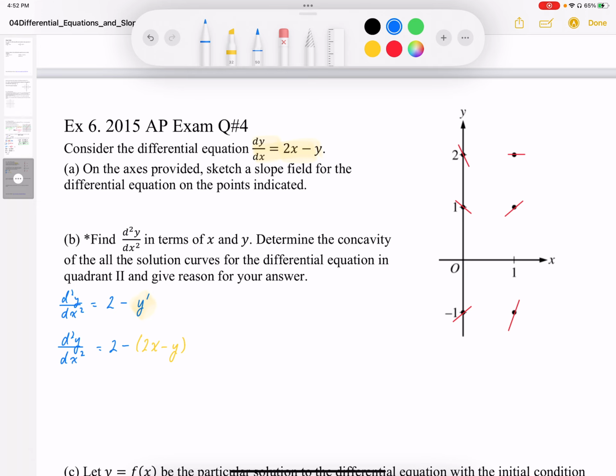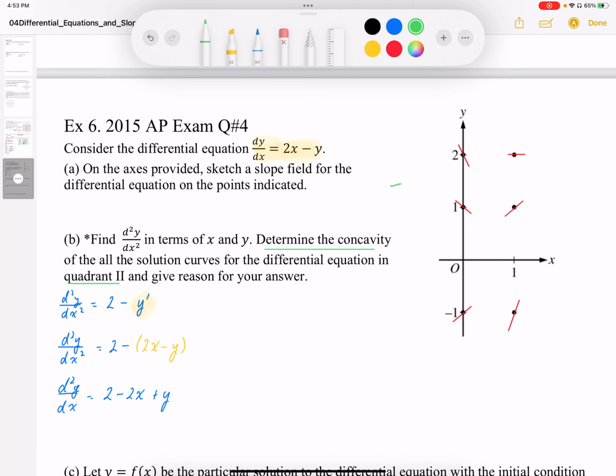So simplifying that, I'm going to end up with the second derivative is equal to 2 minus 2x plus y. Okay, so we now have the second derivative. The second part of this says determine the concavity. Okay, so determine the concavity in quadrant 2. Okay, quadrant 2 is in here.